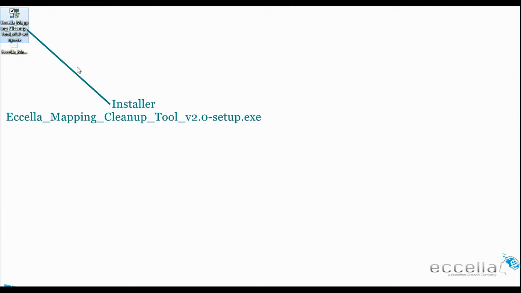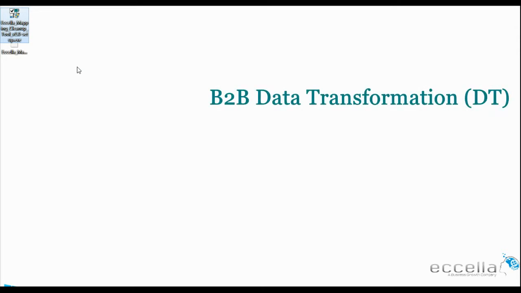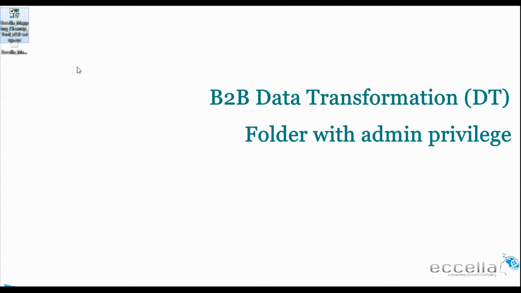The license key file is named Eccella Mapping Cleanup Tool.key, and as you can see, I have placed it on my desktop. Now let's go ahead and install the tool. Let me remind you, as a prerequisite, please make sure you already have the following: Informatica B2B data transformation installed on your local machine. You have access to some folder in the system with administrative privileges in it. Now let's go ahead and run the installer.